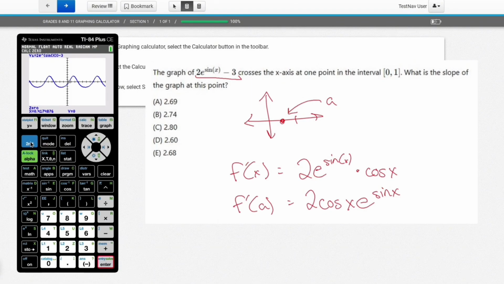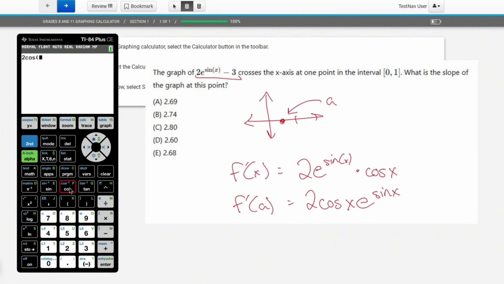Now that I'm done and I have my value, make sure you have it written down somewhere because you're going to need it. Okay, that's 0.417 and so on. I'm going to plug that into the derivative that I found earlier. The derivative that I found earlier was 2 cos x e to the sine x. So I'm going to plug in that number using as many decimals as I can.